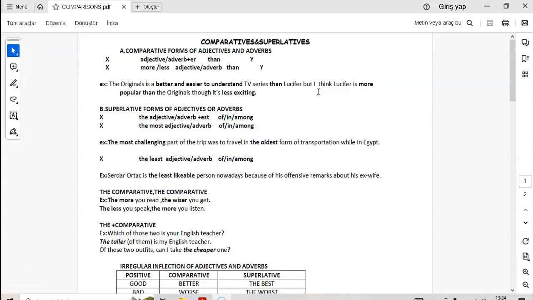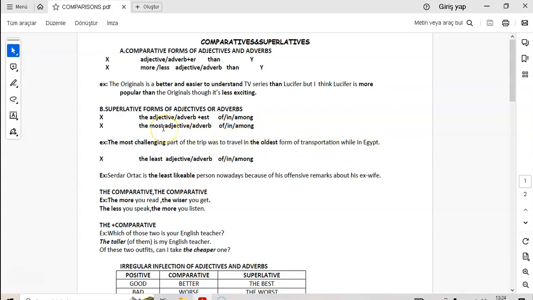If you have one or two syllable adjectives or adverbs, you use the, then comes the adjective or adverb, and instead of -er, we have -est. Now we can use of, in, among, etc. For example, we can say the oldest. As you see, old is a one syllable adjective, so we take the, then old, and add -est: the oldest, and then comes something else.